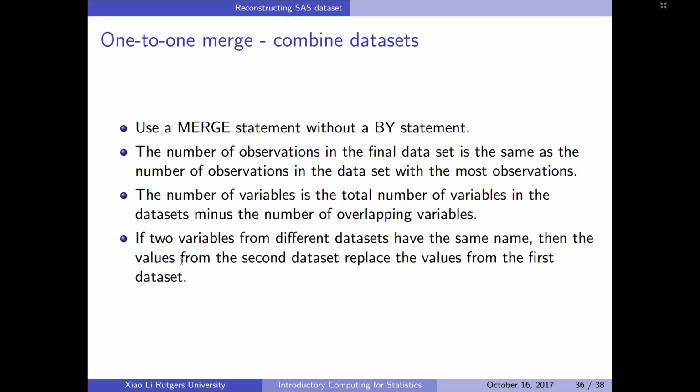Here are some notes about using the merge statement. You shouldn't use a merge statement together with a by statement. That is, you always use a merge statement without a by statement. The number of observations in the final dataset is the same as the number of observations in the dataset with the most observations. The number of variables is the total number of variables in the datasets minus the number of overlapping variables. If two variables from different datasets have the same name, then the values from the second dataset will replace the values from the first dataset.